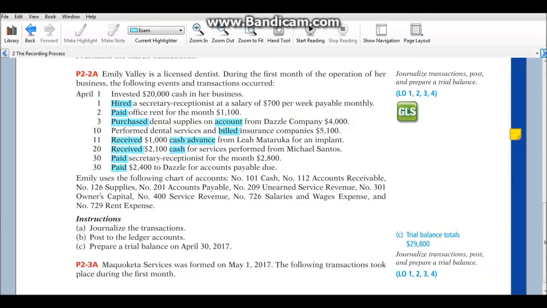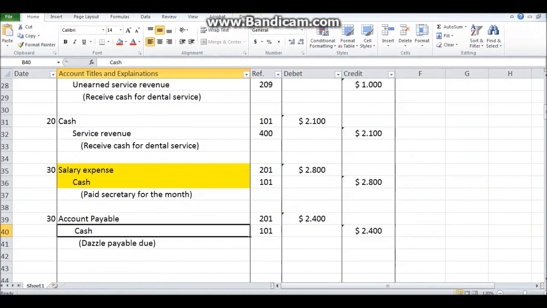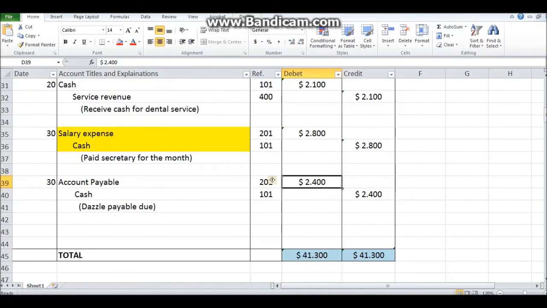Okay, and the last transaction paid 2,400 to Diesel, which occurred on the 3rd of April for 2,400. So you pay cash credit and account payable on debit. Okay, so the total is 41,300 for debit and credit.